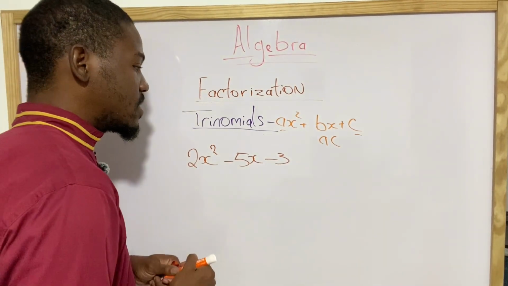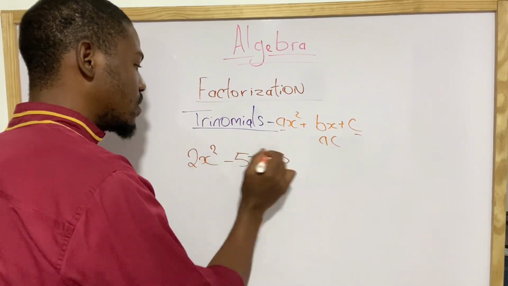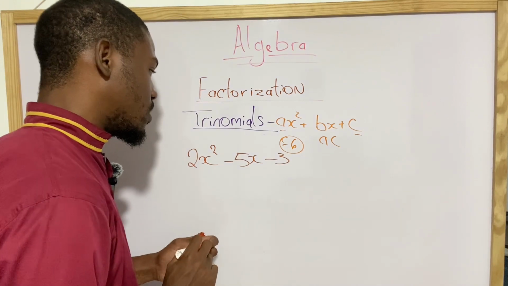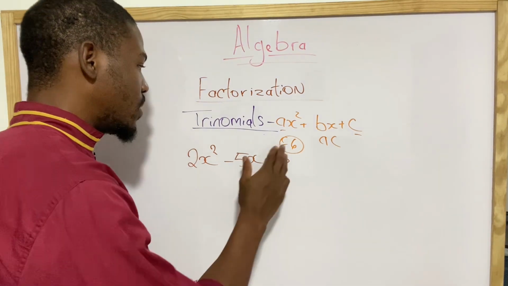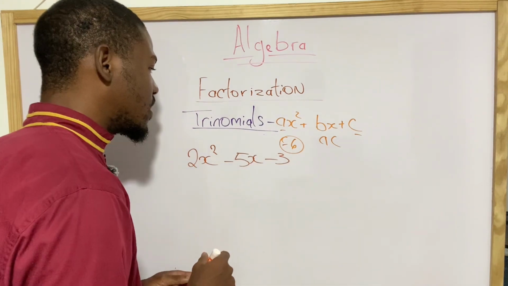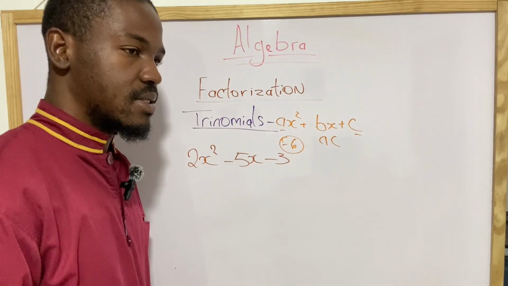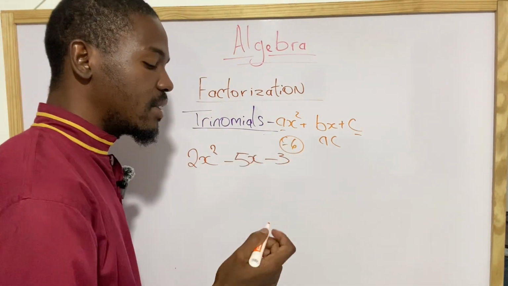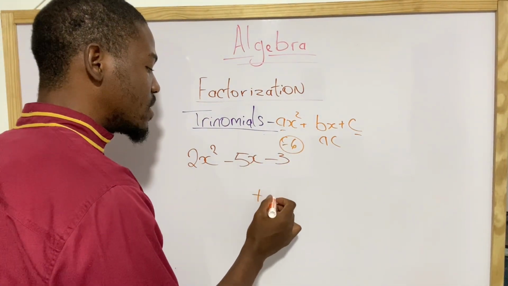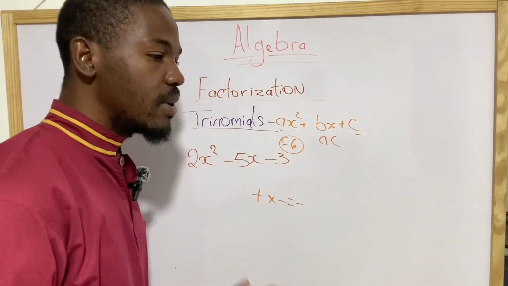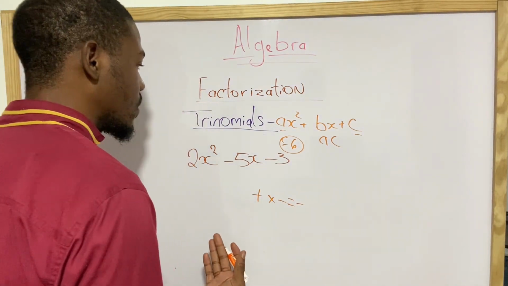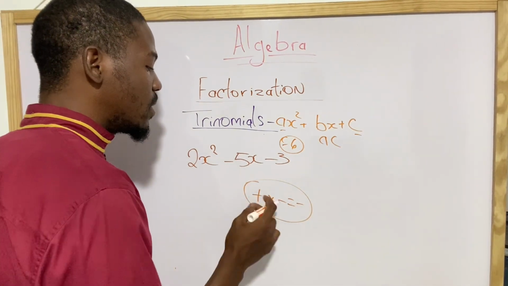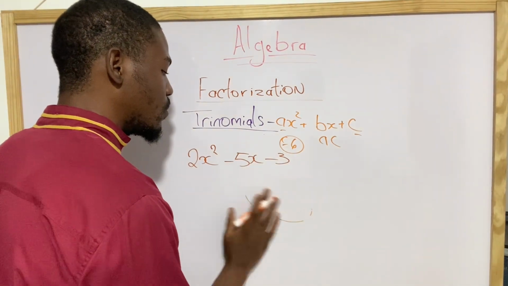So again, the first step is a times c, which is 2 times negative 3, which is going to give me negative 6. So in having negative 6, we have to list out the factors of 6. And in listing out my factors, I have to bear in mind that the only way to get a negative when multiplying is to have one positive and one negative.